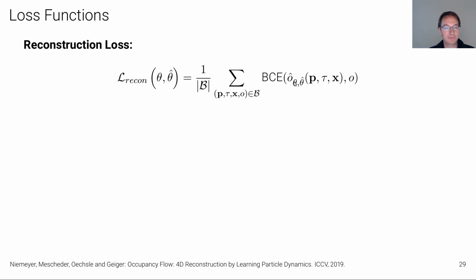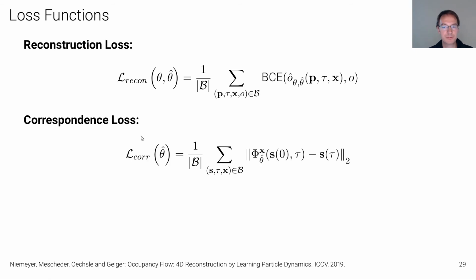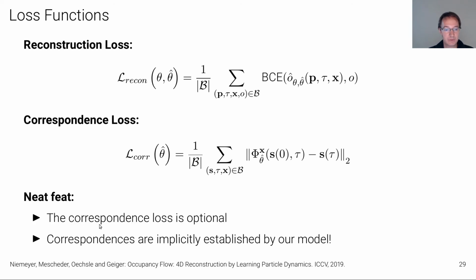The nice thing is that we can train this model based only on a reconstruction loss. This is the loss that I've just shown you on the previous slide, where we take basically the true occupancy value and the predicted occupancy value of our model, which takes a point and passes it to time tau for a given image condition x. But we can also use a correspondence loss if we know correspondences explicitly. So the correspondence loss here is really optional, and the correspondences are implicitly established by our model. If you have correspondence information available, you get better results, but you can also get correspondences implicitly by just using a reconstruction loss.